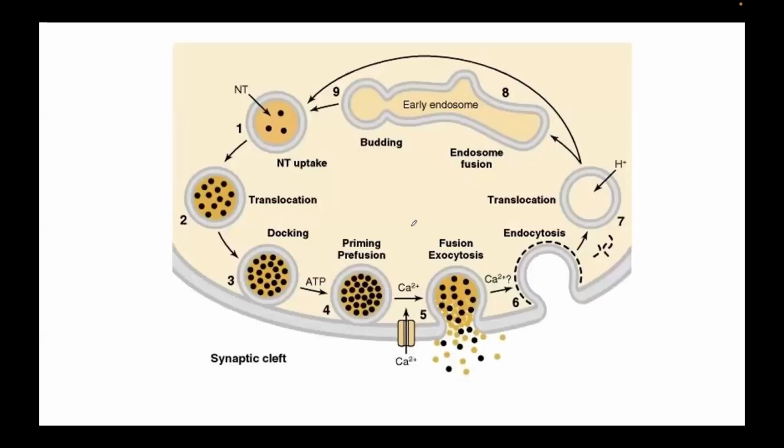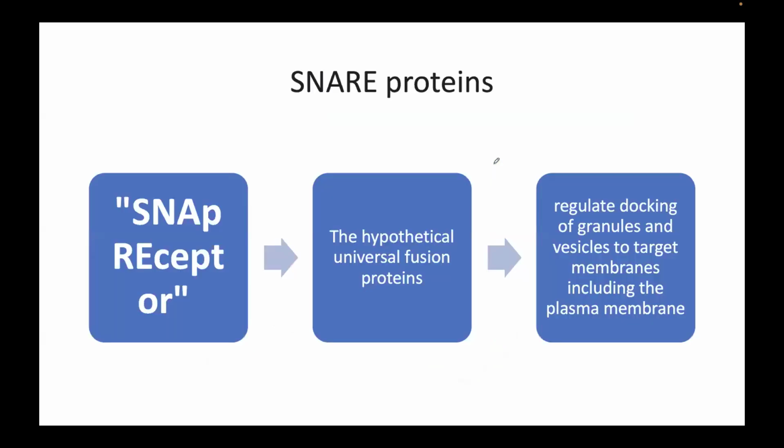So here, these are just the processes. There's the budding, there's the docking, and lastly, there's the fusion. I just want you to be familiar with that. So here, these are the SNARE proteins. We have the SNAP receptor. The SNAP receptor plays a very important role in fusion, because fusion has to occur for final transport to happen.